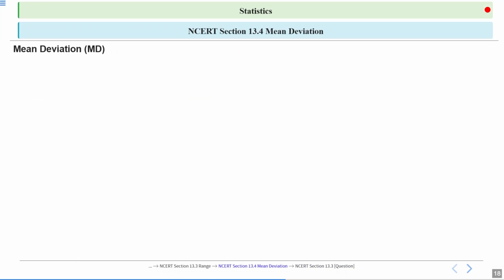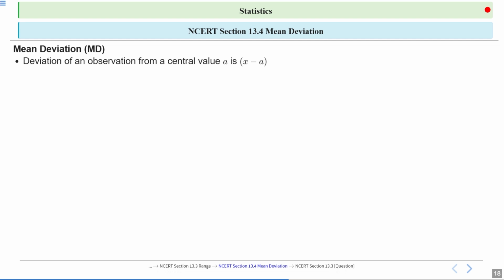Now, we will discuss mean deviation. So what is mean deviation? Mean deviation is a measure that helps us understand how spread out our data is around a central value. We will now discuss how it differs from other measures of spread and why it's useful.